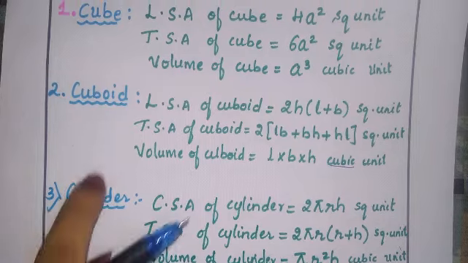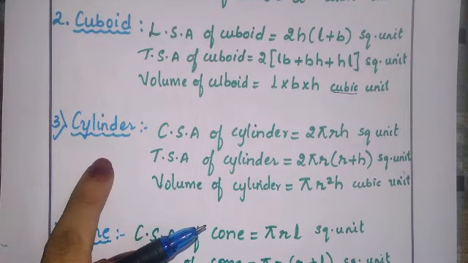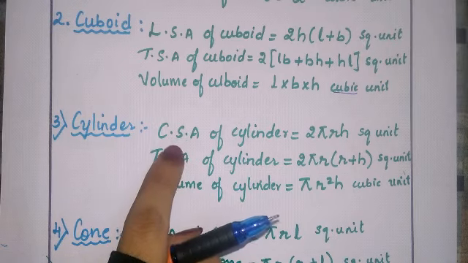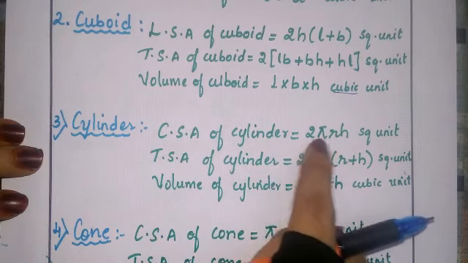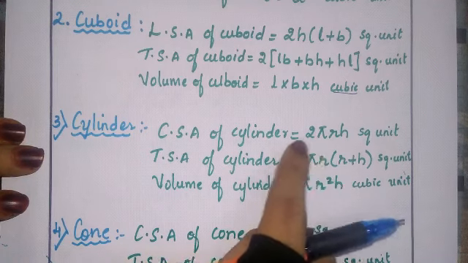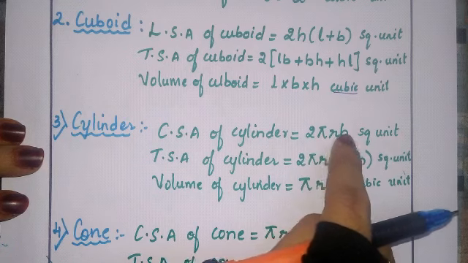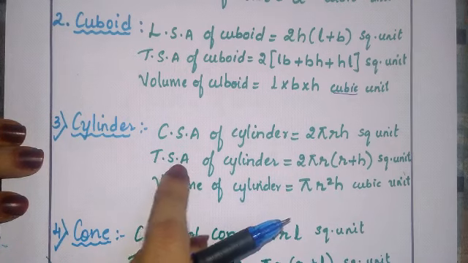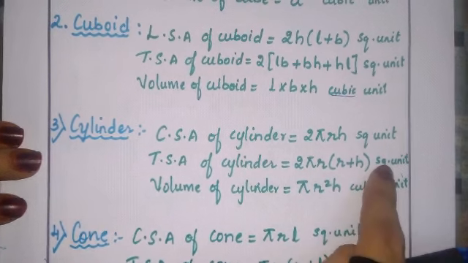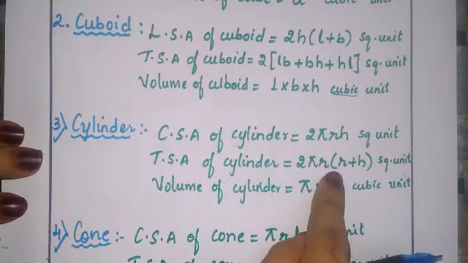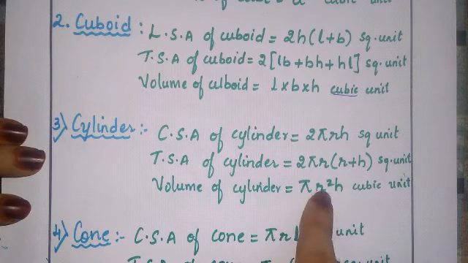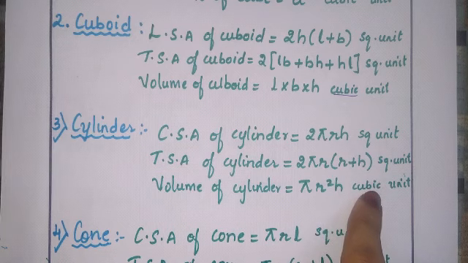Like that, let us see. Next is cylinder. You know the cylindrical shape, curved surface area will be there. So curved surface area of cylinder is 2 pi r h. You should know the formula well. Pi value is constant, r is radius, h is height. Total surface area of cylinder is 2 pi r(r + h), area so square unit. Volume of cylinder is nothing but pi r square h, cubic unit.